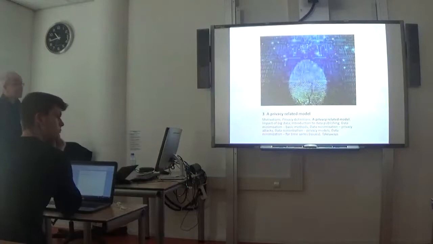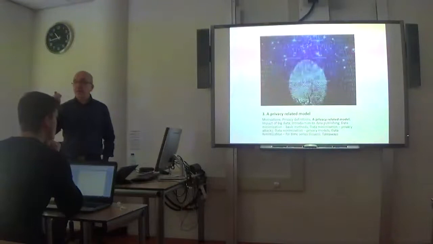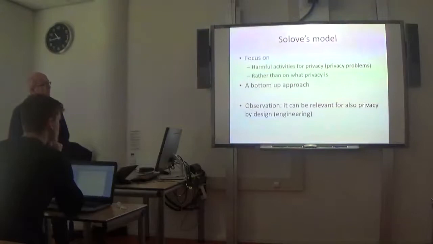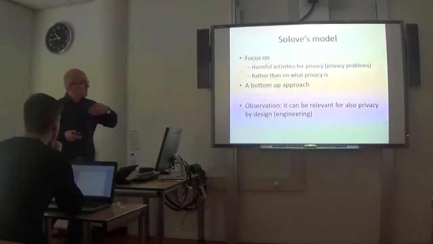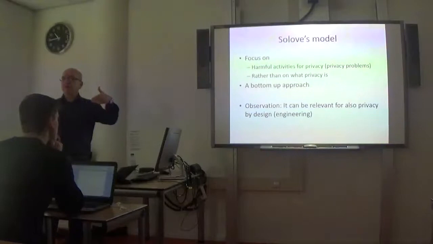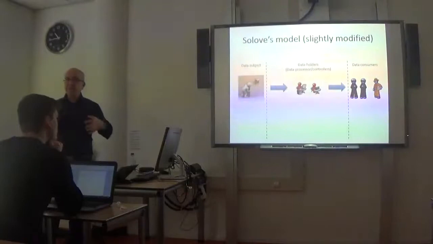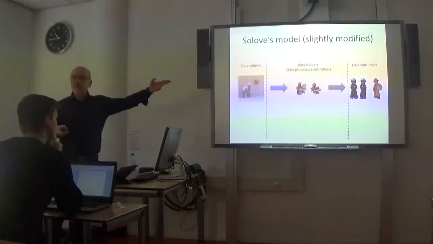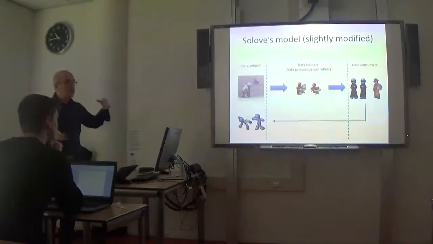So that is the first step. You should not try to define privacy, he says. Instead, you have to try to identify what can go wrong with privacy. And for that, he proposes a model. It's basically a very simplified data analytics model. You have data collection, you have data processing, and then you share it with data consumers, and then the data consumers use that data, and then you interface with privacy-sensitive information.